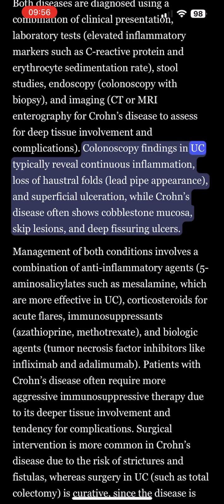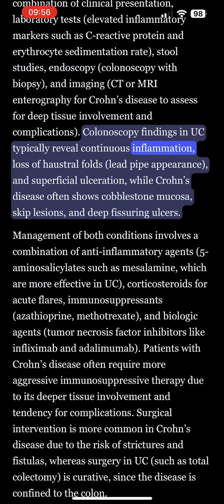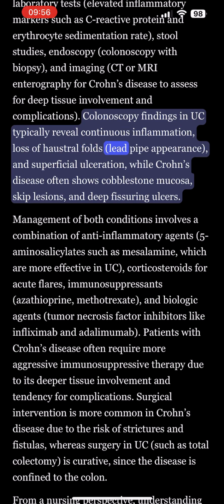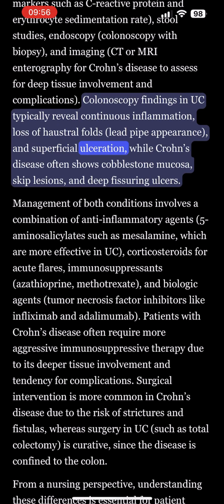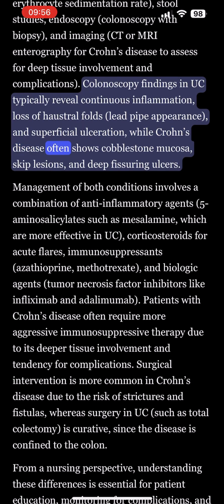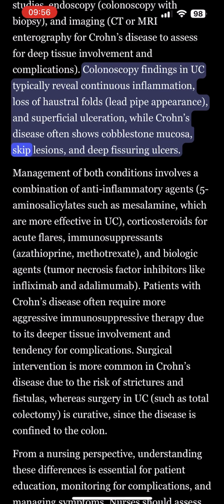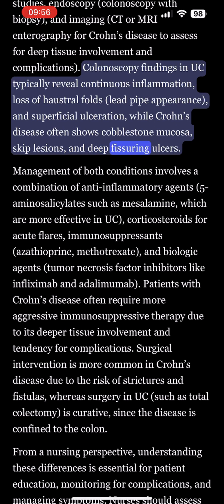Colonoscopy findings in UC typically reveal continuous inflammation, loss of haustral folds, lead pipe appearance, and superficial ulceration, while Crohn's disease often shows cobblestone mucosa, skip lesions, and deep fissuring ulcers.